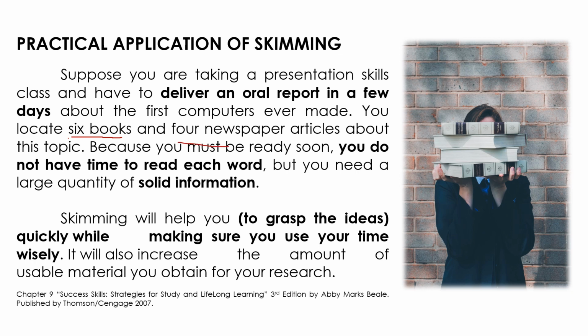Now, how to skim with books. What you're going to read when you're skimming books are the table of contents, the introduction, and then the first few sentences. You're going to ask yourself, is this the book I'm going to use for my research? And if this book does not pass, then you can just set it aside and then go over to another book and decide if this book is talking about the first computers ever made. The same way with the 4 newspaper articles. If the ideas of the newspaper articles are not about first computers ever made, then you don't have to use them for your research.